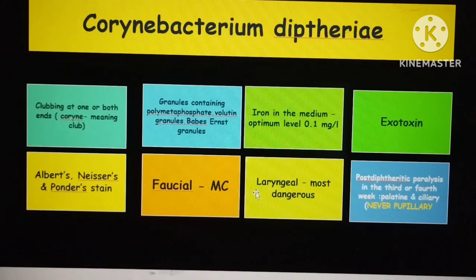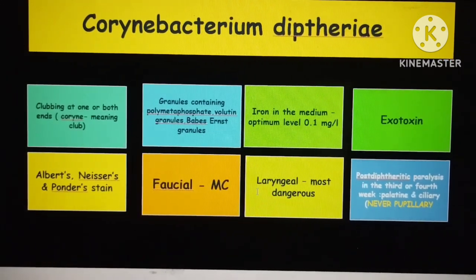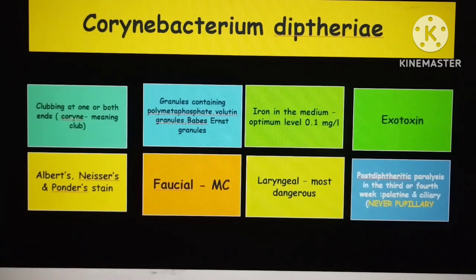There will be formation of a pseudomembrane. The most common type of diphtheria is facial diphtheria, and the most dangerous is laryngeal, because the pseudomembrane can extend and cause obstruction. What is the late complication? It causes post-diphtheritic paralysis, in the third and fourth week. The palatine and ciliary reflexes will be affected, but the pupillary reflex will be intact.